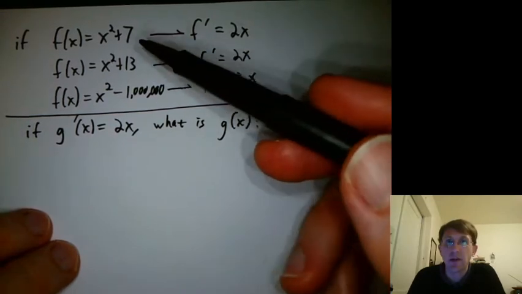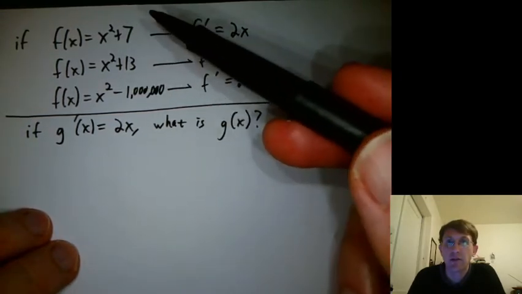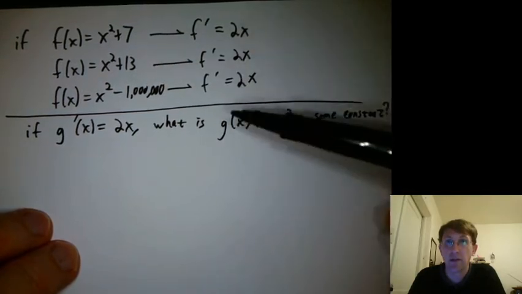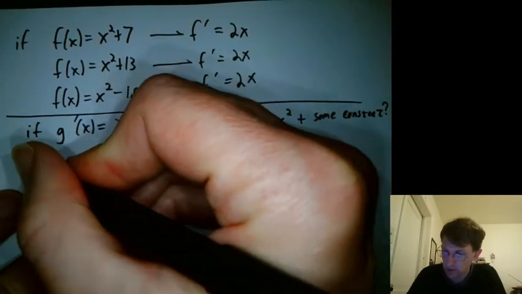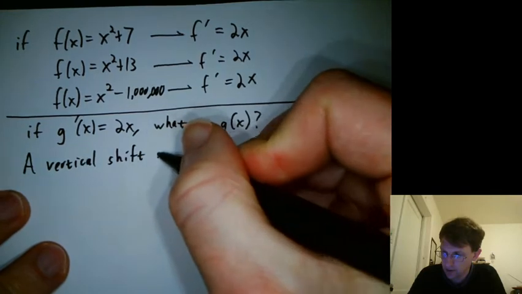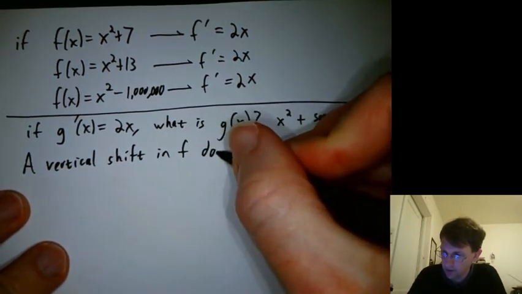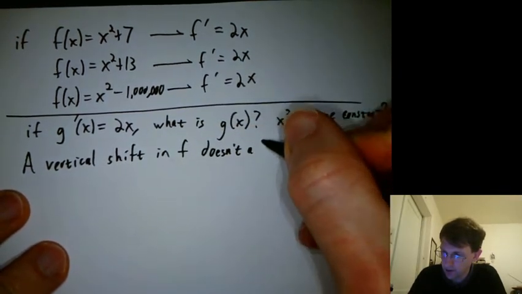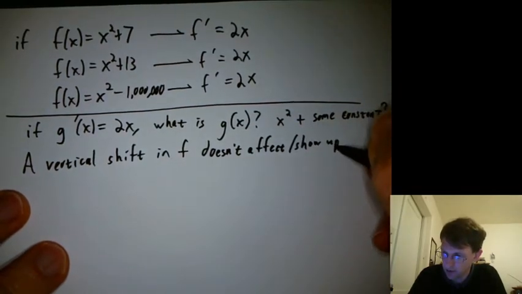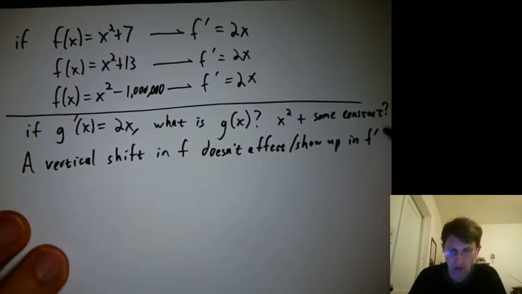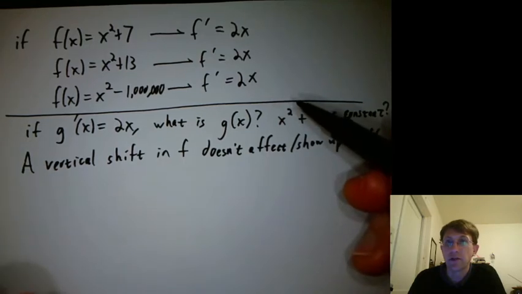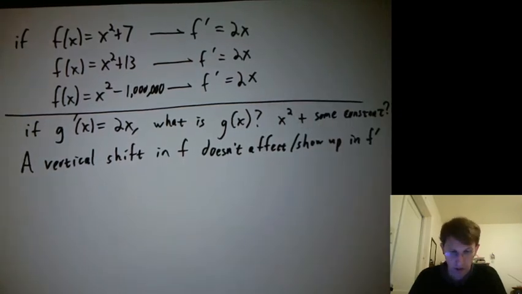So another way of saying what's going on here is that a constant vertical shift in f doesn't affect or show up in f prime, right? So vertical shift in f doesn't affect the slope. So once you take a derivative, it's kind of like that vertical shift information is lost forever.